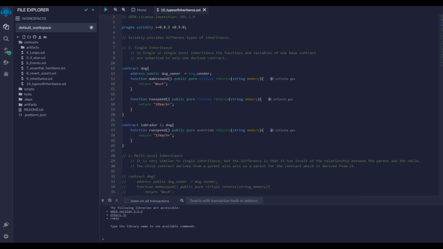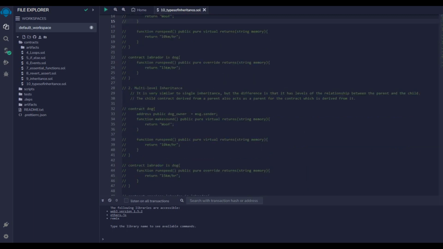Single inheritance, or single level inheritance, is basically when the functions and the variables of one base contract are inherited by only one derived contract. So basically, when we have a contract Dog and one contract Labrador, which is inheriting the properties of its parent, and only a parent and a child are involved, then it is known as single inheritance. Basically, one parent and one child.